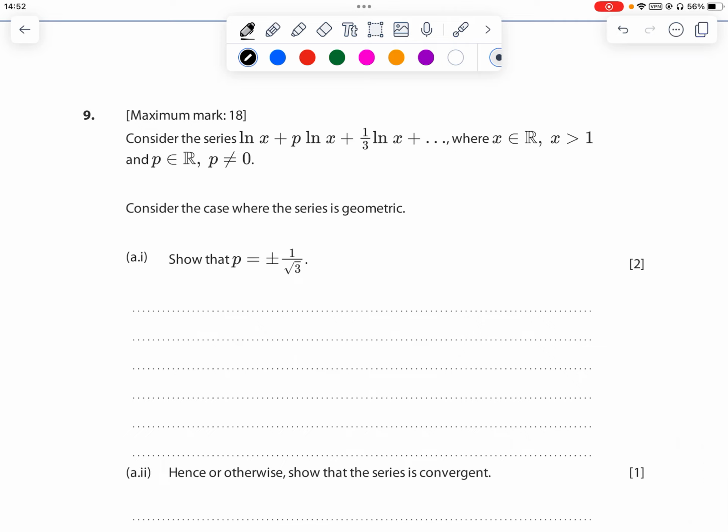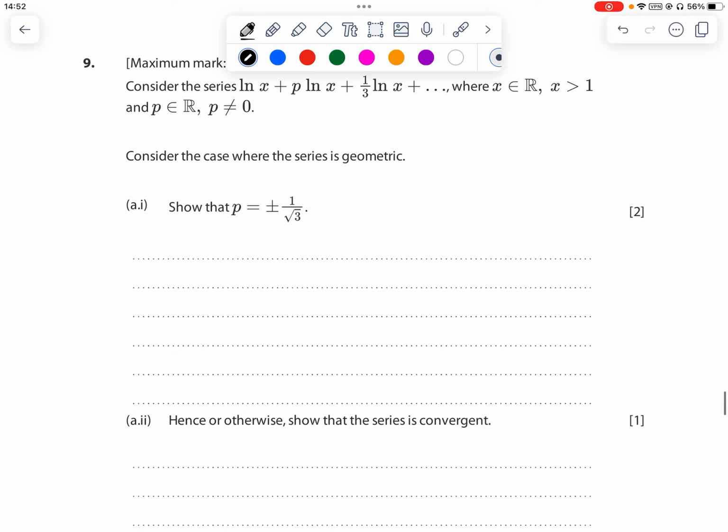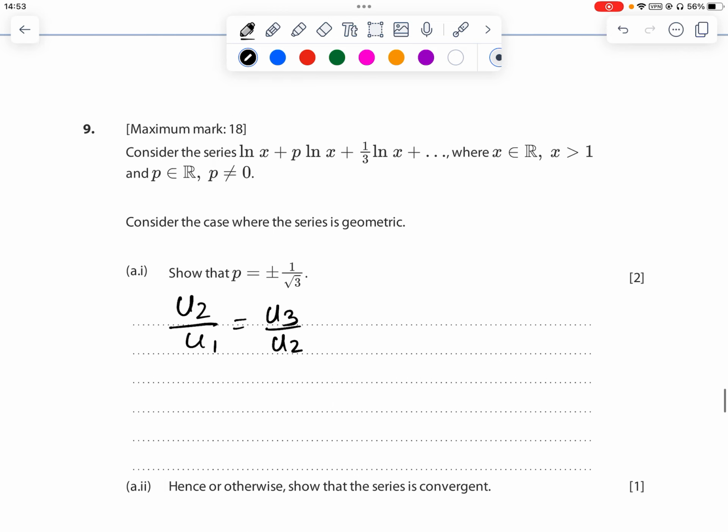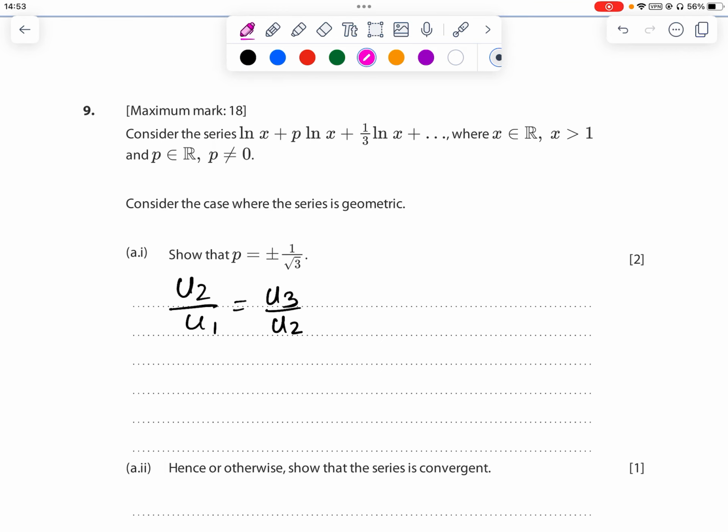The series ln x plus p ln x and so on is geometric. Show that p equals... It is geometric. Geometric means the common ratio should be the same. So second term upon first term should be equal to third term upon second term. Second term is nothing but p ln x, upon ln x, equals third term, 1 upon 3 ln x, upon second term p ln x. So p equals 1 upon 3p.